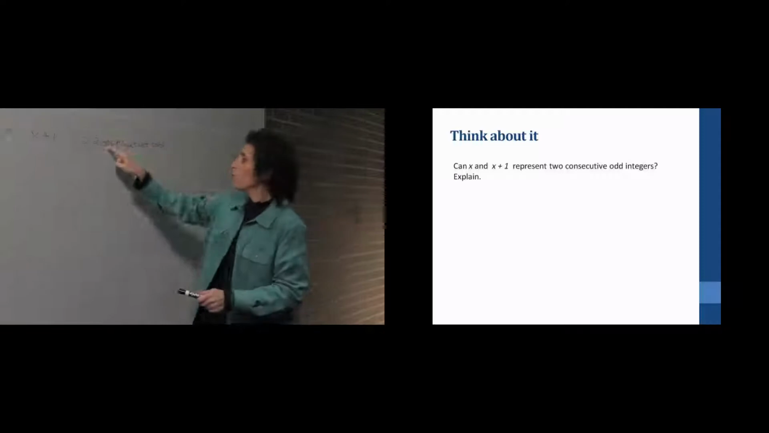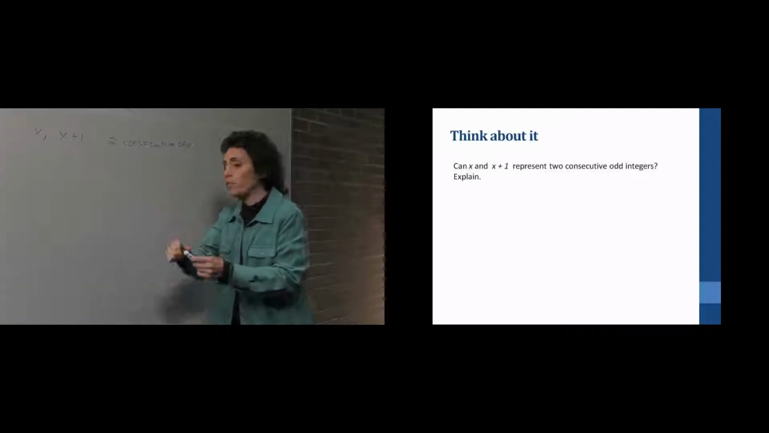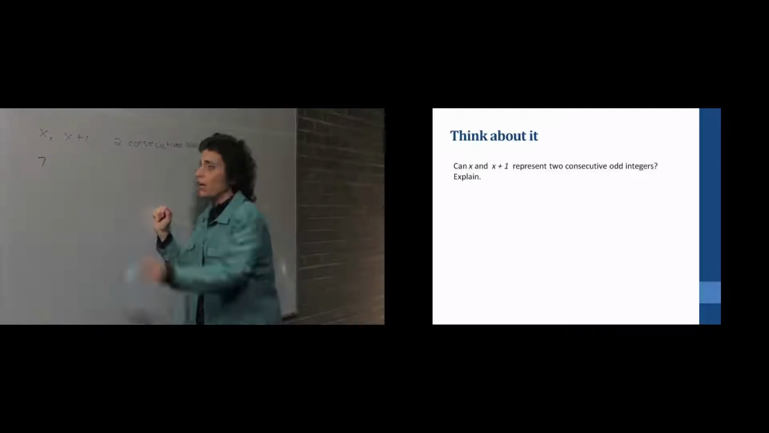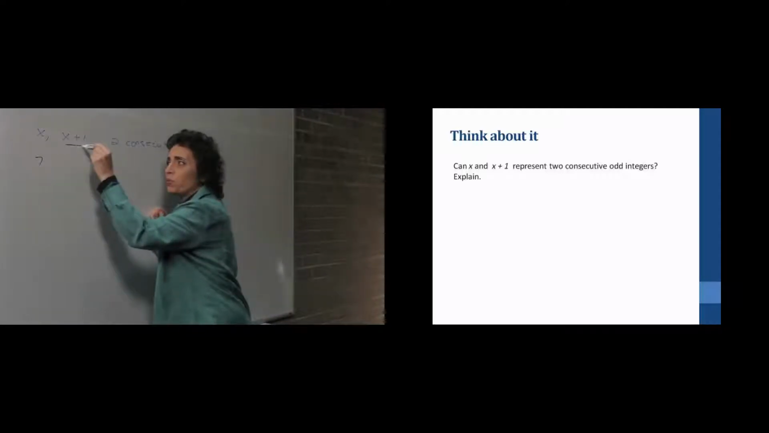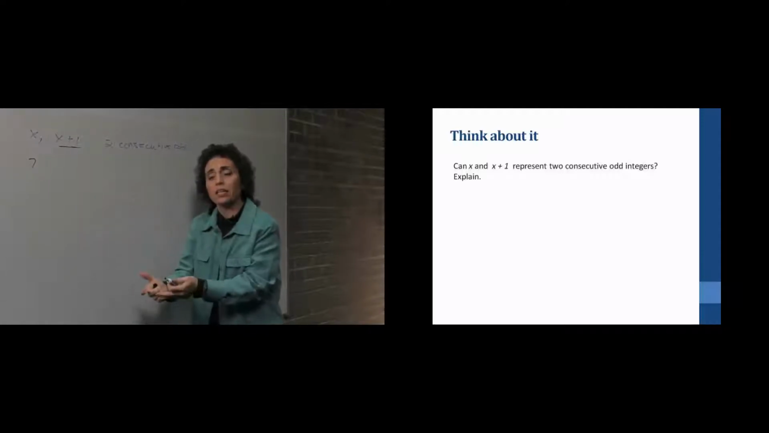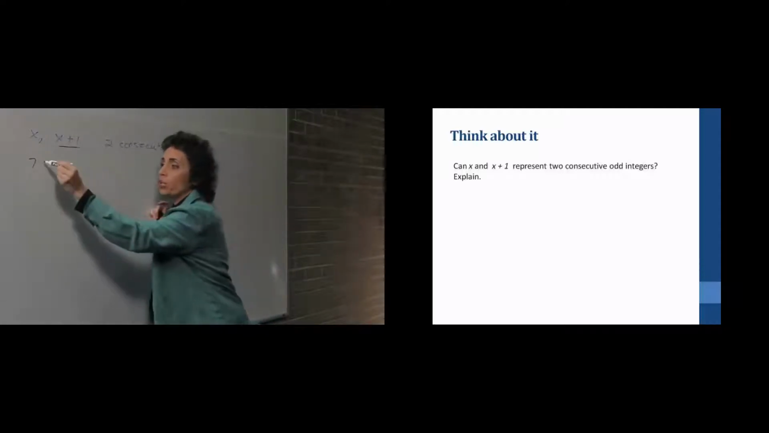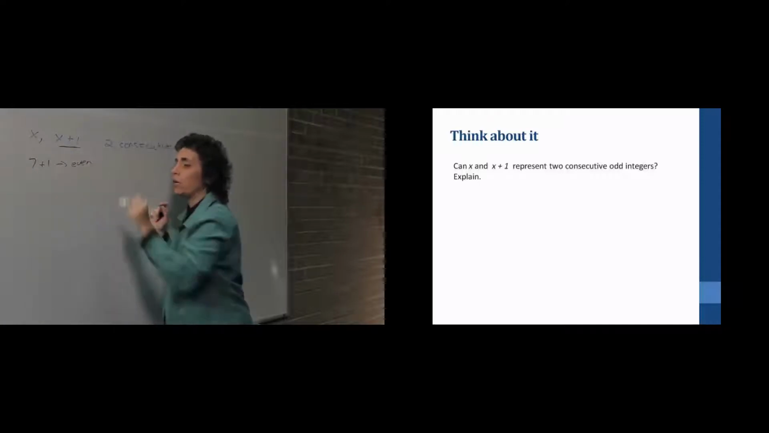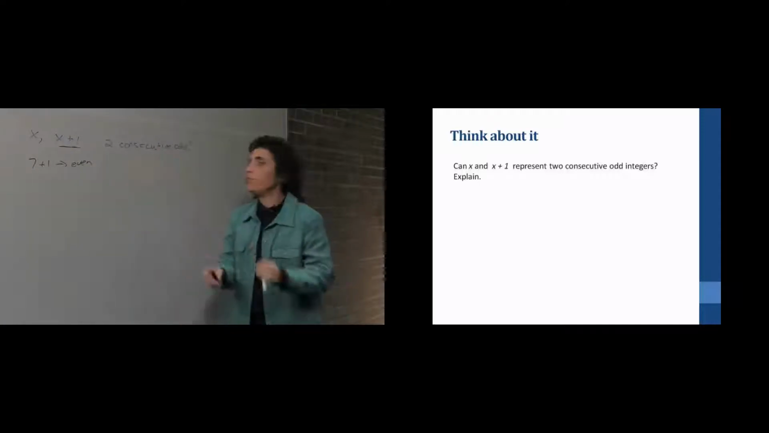Okay, well, if they're two consecutive odd, that means they both have to be odd. So let's just take a look at this. Let's pick any odd number, 7. If we have an odd number here, this means I'm going to add 1 to that number. Well, what kind of number does that have to be? Well, when we add 1 to an odd number, that's always going to give me an even number. So these cannot be two consecutive odd.